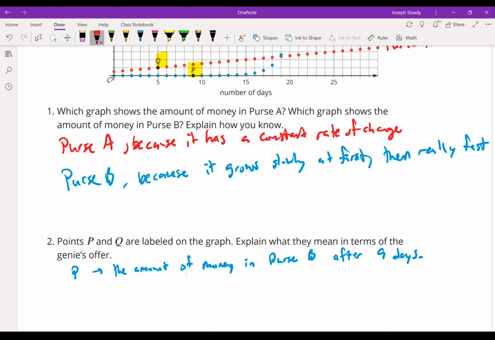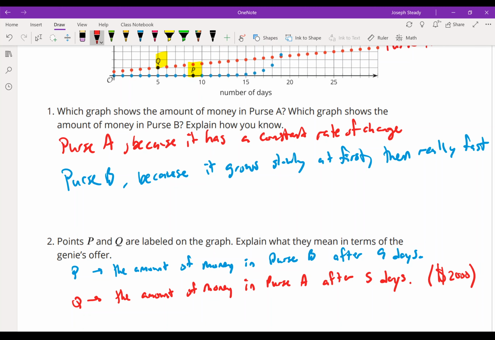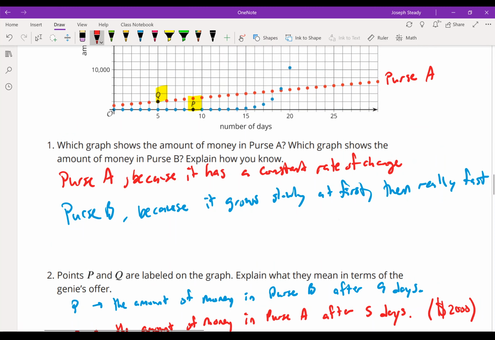Now point Q is a little bit easier to read because I can actually tell what the y value is. Point Q is telling me the amount of money in purse A after 5 days. And I know that that amount of money, if I look at the graph, is $2,000. I can actually read that value off the graph. Point P was a little too difficult to read there.